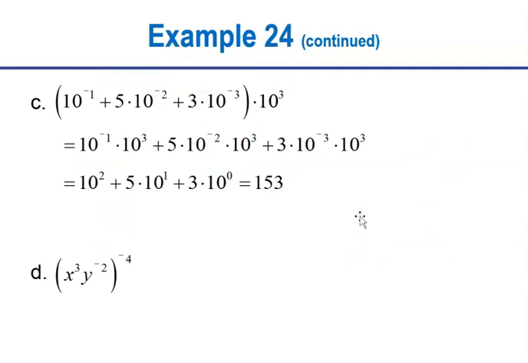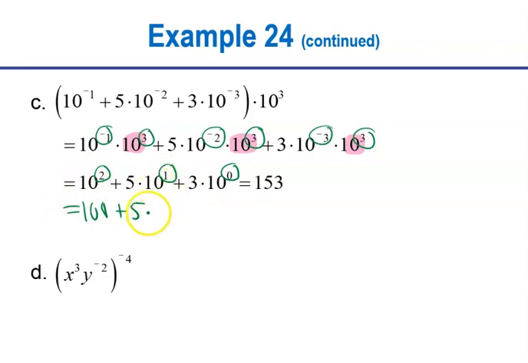Notice it looks pretty much exactly like what we did. We distribute the 10 to the 3rd inside, so notice it went with each one of those terms inside. Then we added exponents, so negative 1 plus 3 gives me 2, negative 2 plus 3 gives me 1, and negative 3 plus 3 gives me 10 to the 0. And again, just to recap, 10 squared is 100, plus 5 times 10 to the 1st, so that's times 10, which is 50, plus 3, 10 to the 0 is 1, and that gives us 153.